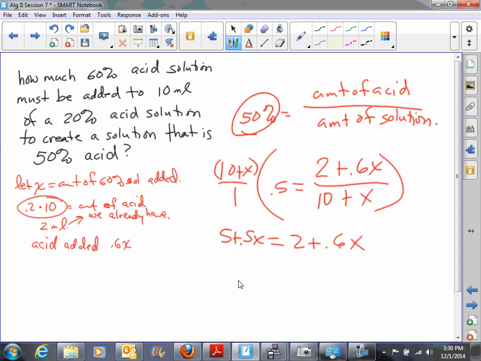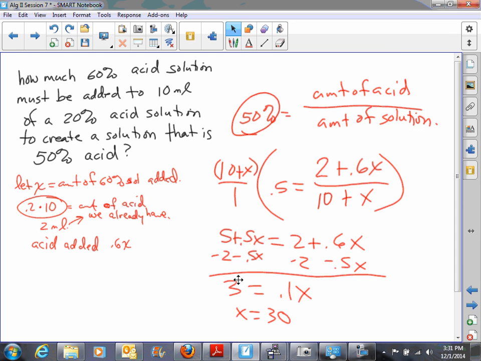All right, so what shall we do? Let's get all the x's on one side. I'll subtract 0.5x from both sides, and we'll get all of the numbers on the other side. I'll subtract 2 from each side, so that gives me 3 equals 0.1x. So if I divide by 0.1, I get x is equal to 30. So the answer is we should add 30 milliliters of a 60% acid solution to 10 milliliters of a 20% acid solution to get a solution that is 50% acid.